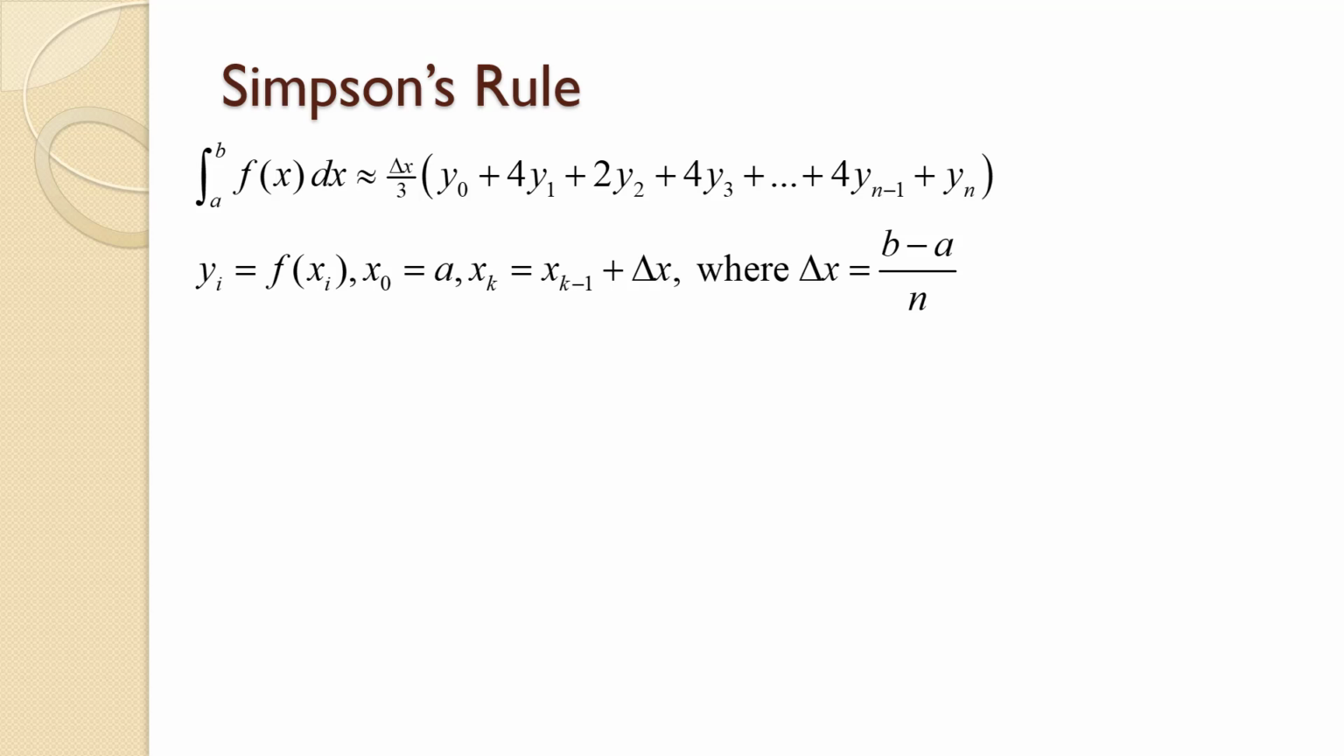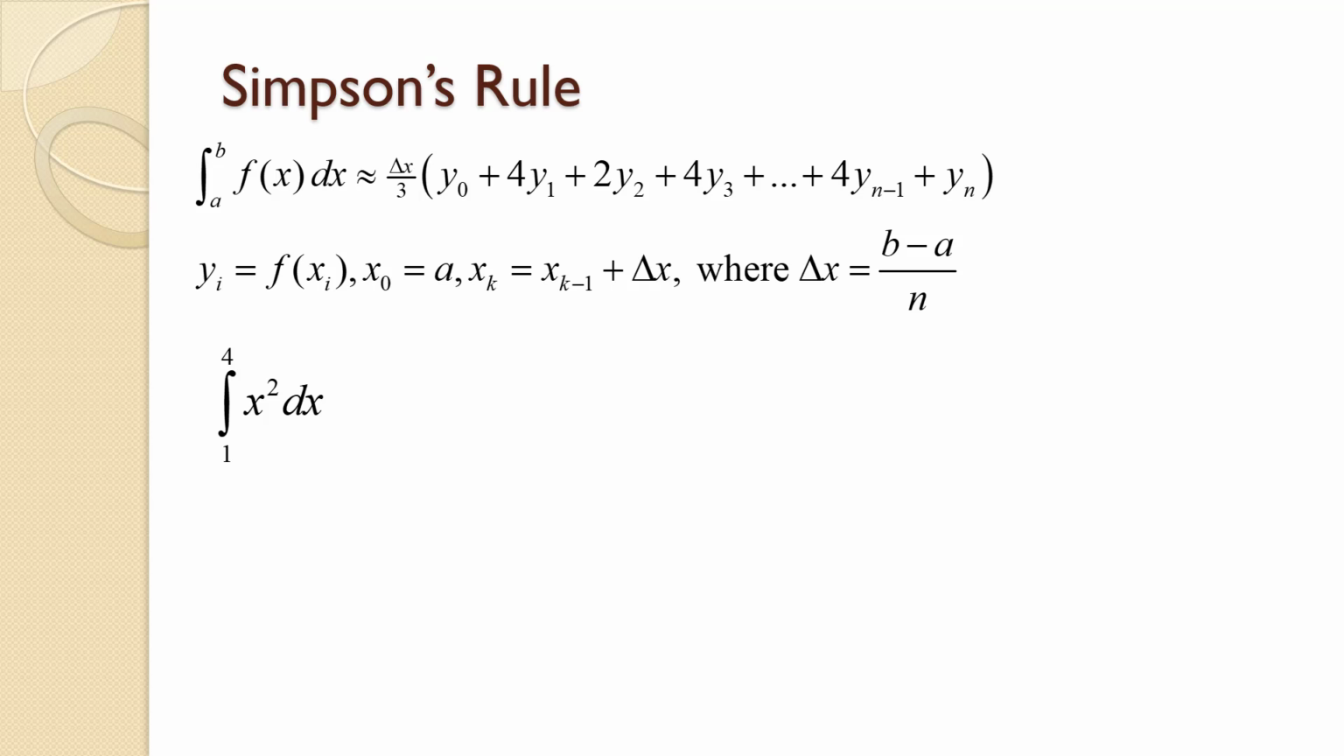Just as a reminder, Simpson's rule is just a way to approximate the definite integral of a function that's continuous over the interval from a to b. It's given by a formula that looks a lot like the trapezoidal rule. The y values are just found by evaluating the function at certain particular x values, which form a partition of the interval from a to b, so that x sub 0 is a, x sub n is b, and the difference between any two consecutive x values is a constant change of x, which is given by b minus a over n.